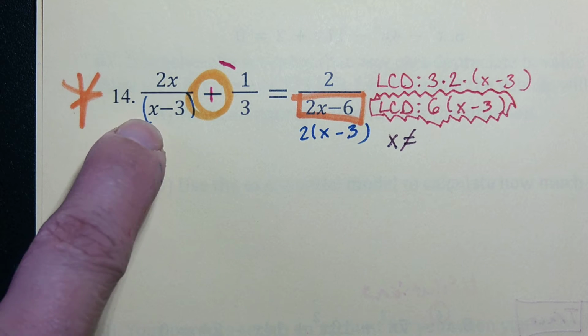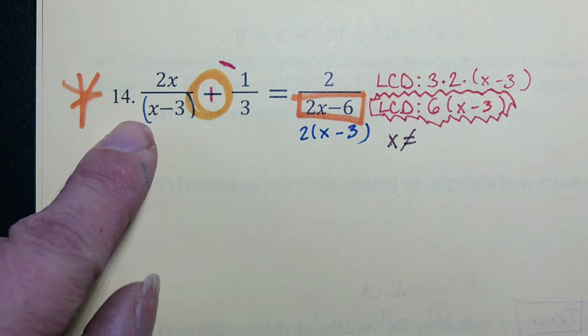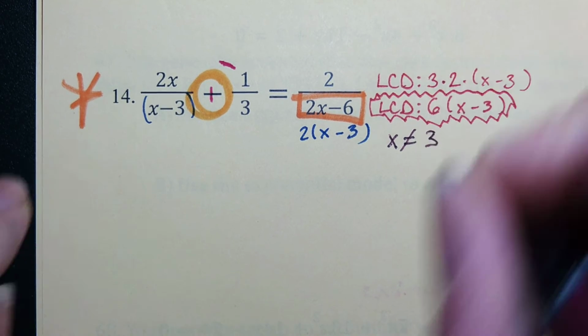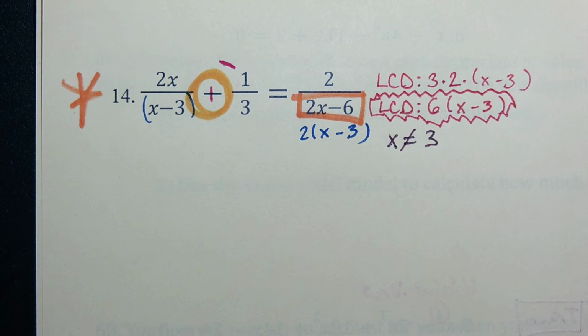3. Because if I plug 3 in for x, I get 6 on the top. Oh, but 3 minus 3 is 0. 6 divided by 0 is undefined. Is there anything else that x can't be equal to? Nope. That's my only restriction.